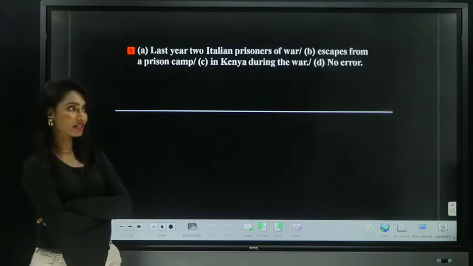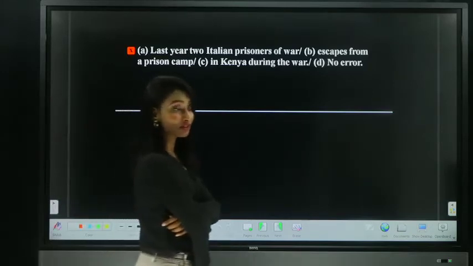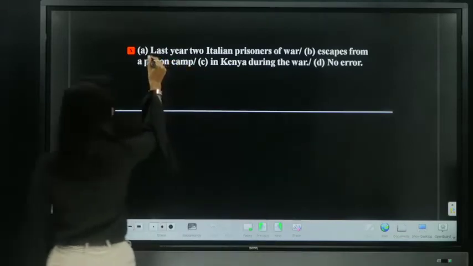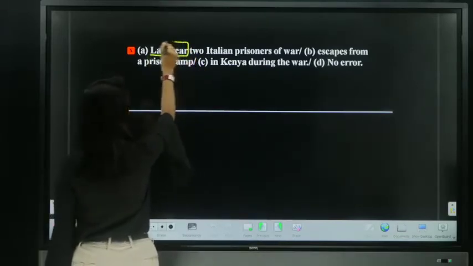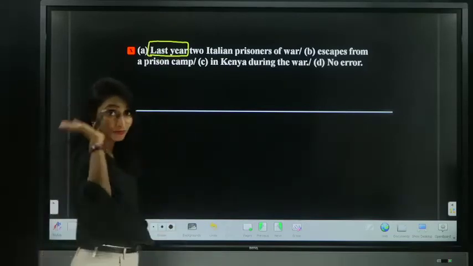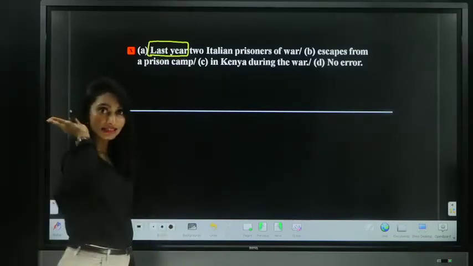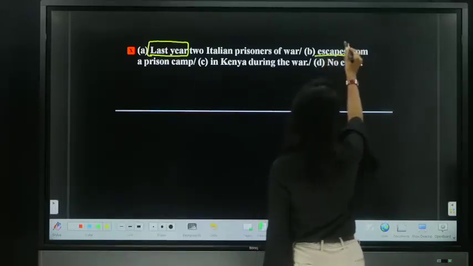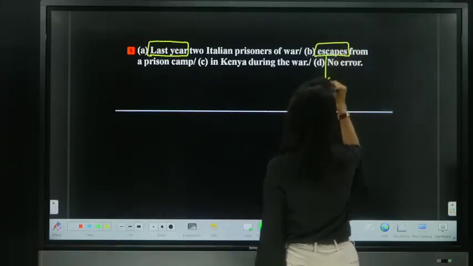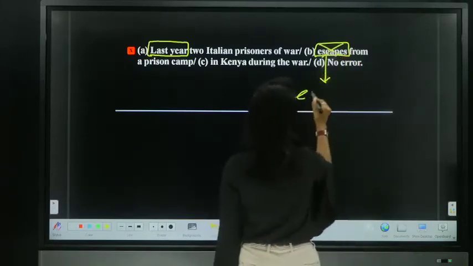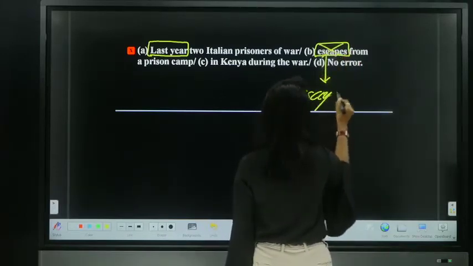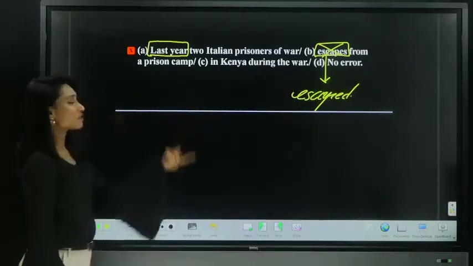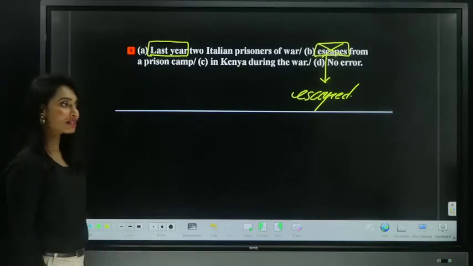Yes, correct, Angela. Yes, Swapna, your option is correct, but try to type the answer too. See, why should it be in simple past? Last year is a time indicator for simple past tense, right? It's last year. What happened? 2 Italian prisoners of war escapes. Simple present. No, it should not be simple present. It should be in simple past. So write it in simple past. There we go. We got that right. So escaped from a prison camp in Kenya during the war. So that's the correct one.